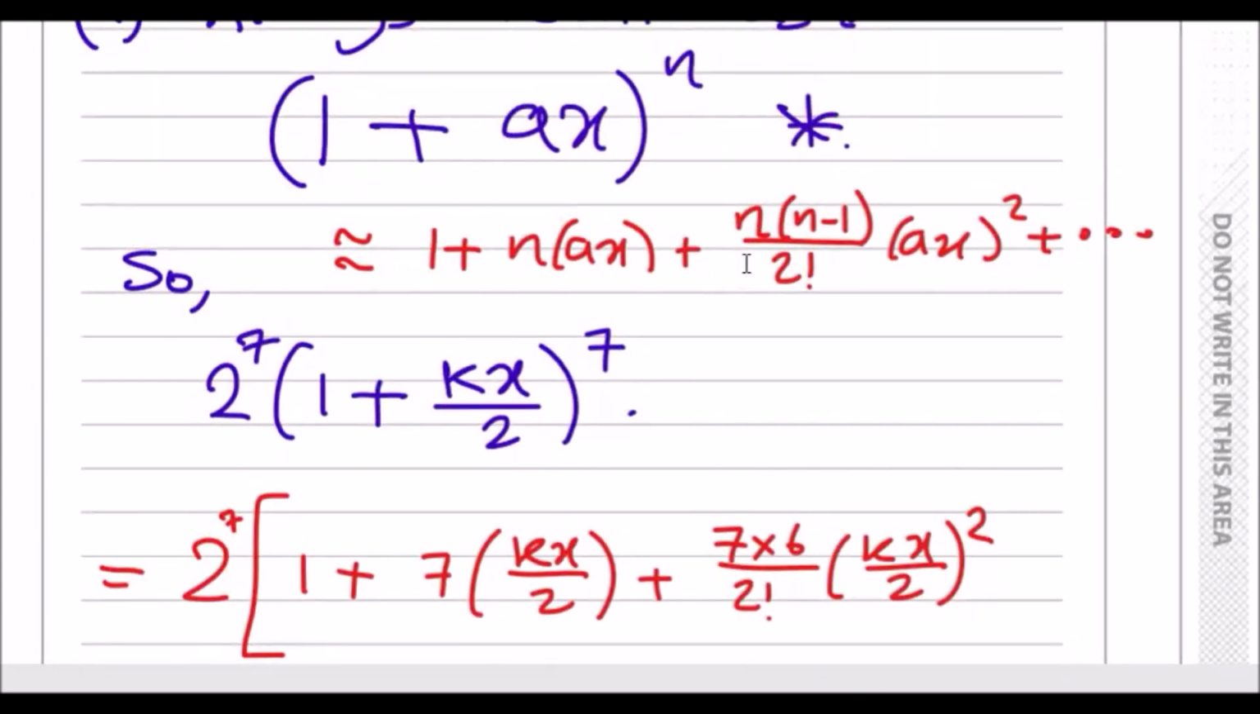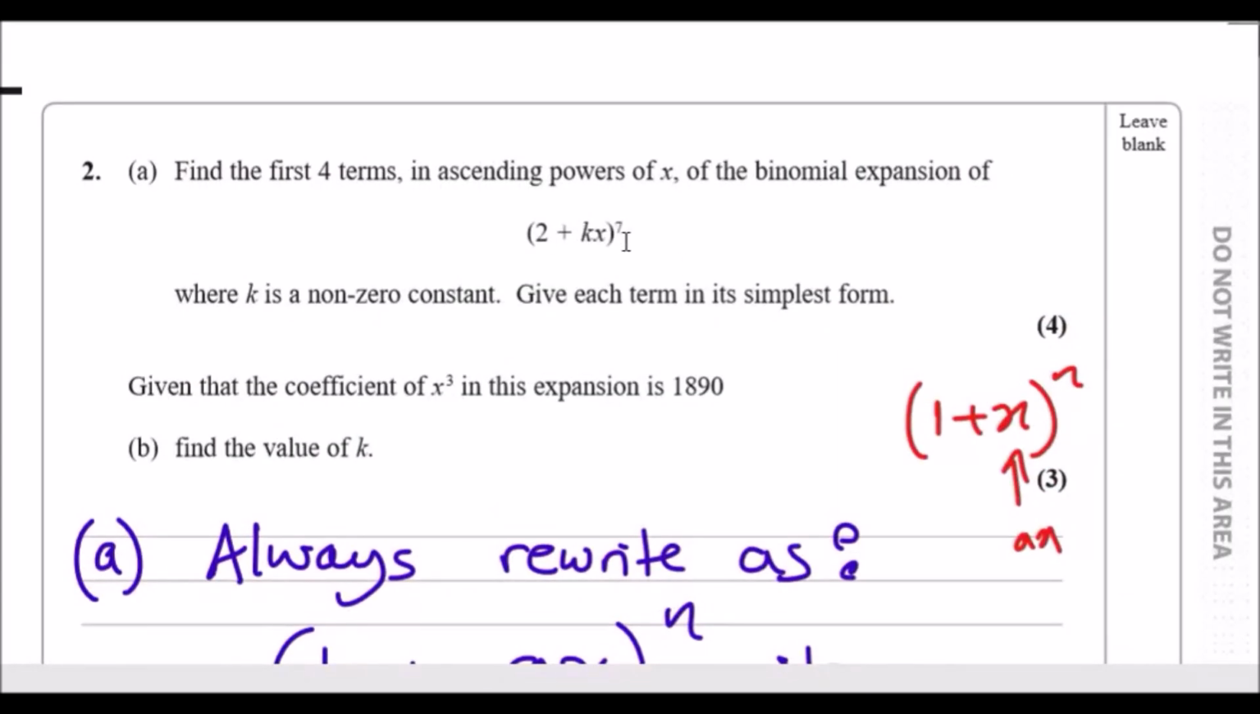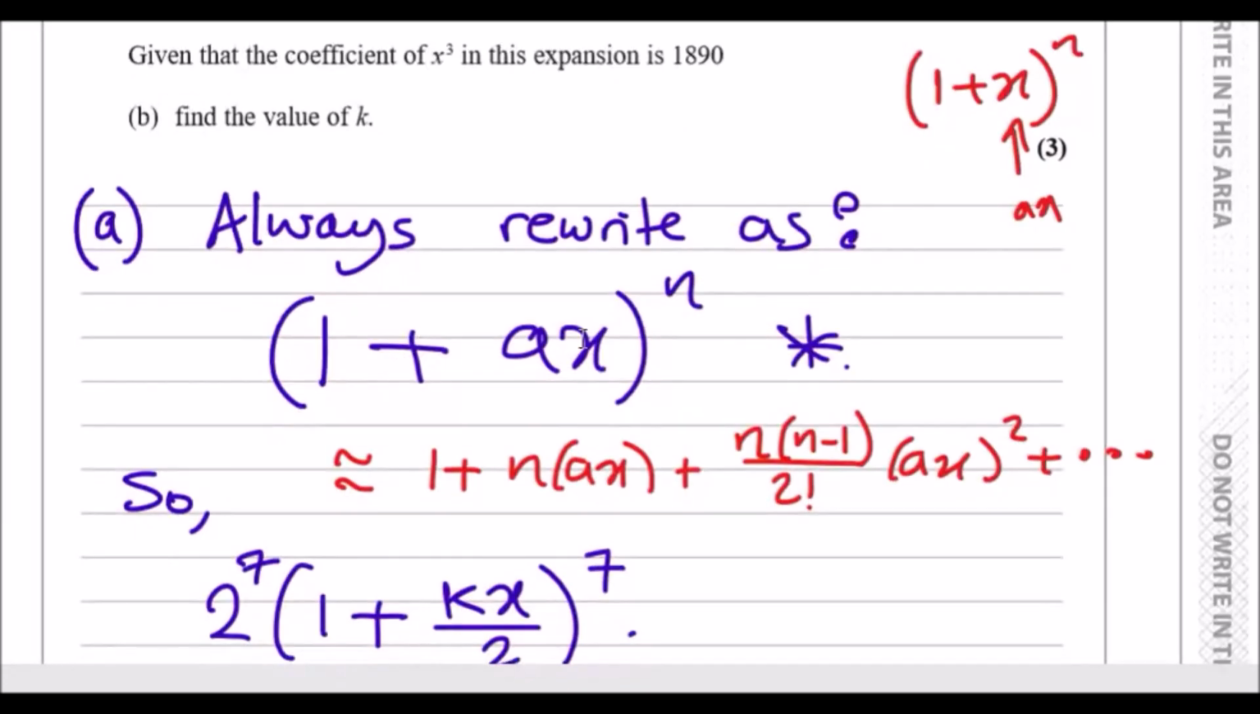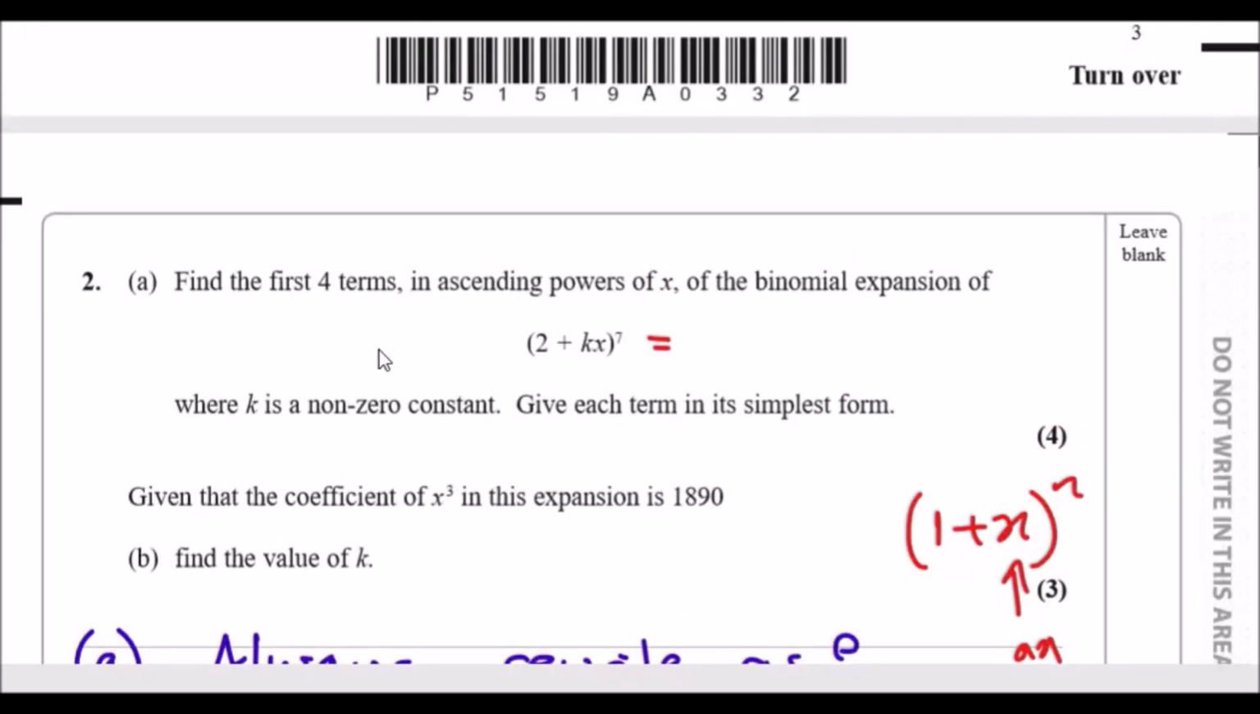Now to easily sort this out, the trick is to always factorize the 2 out. So to write it in a 1 plus form, if you take the 2 out, it'll be 2 outside the bracket, and because this is all to the power 7, remember to take 2 to the power 7 out. And you're left with 1 plus kx, because you took 2 out, divided by 2, all to the power 7.